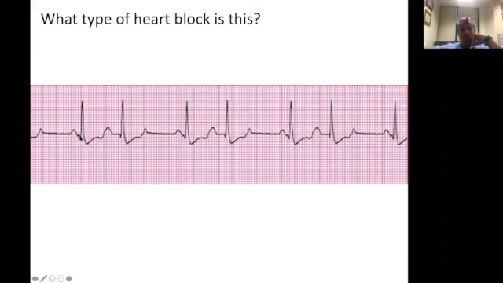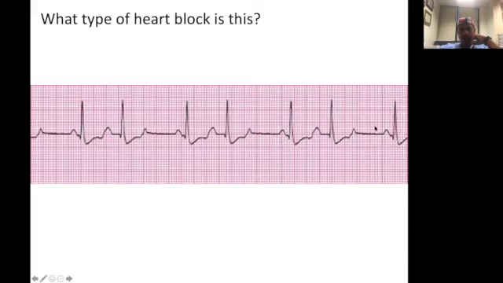So I want you to look at the PR interval, okay? Look at the PR interval here. It's pretty short, right? And then look at the PR interval here. It's longer. Then it goes back to short PR interval, long PR interval, short PR interval, long PR interval.